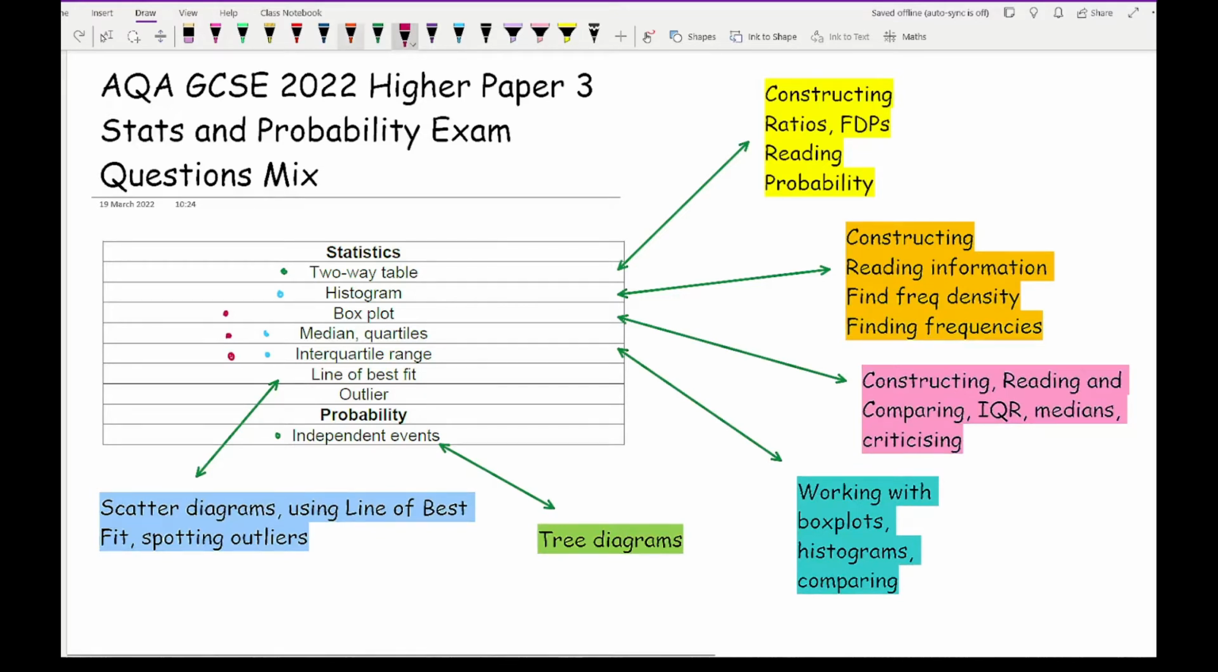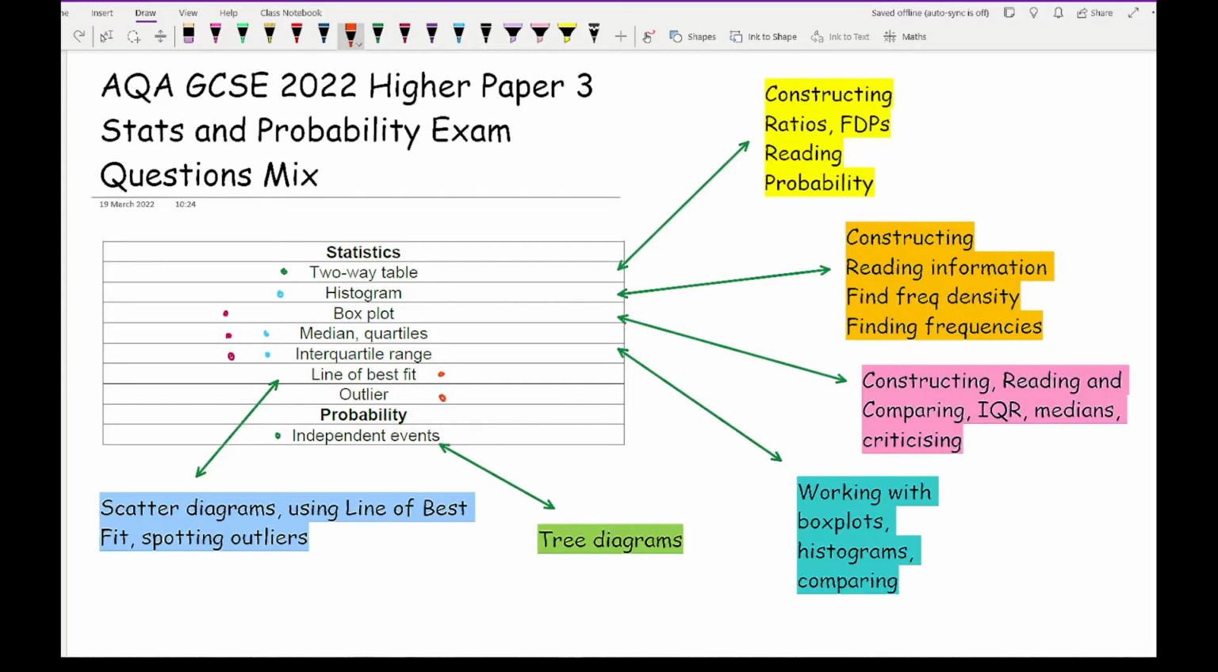And I also believe that the line of best fit and the outlier will all relate to a scatter diagram, even though a scatter diagram isn't mentioned on this list. So it may be a case of where you're asked to draw a line of best fit or spot an outlier. I think it may even be where if a question says that it's got correlation, do you need to draw a line of best fit, or what direction, what gradient would it be, positive or negative, or things like that would come into play.